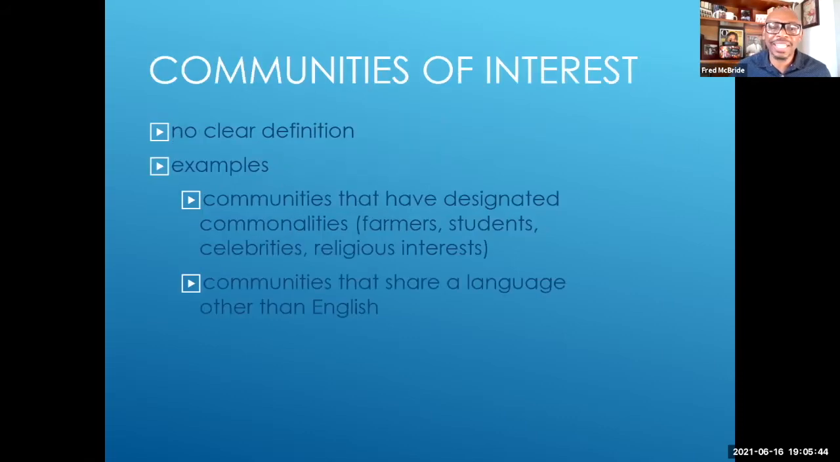So those are precinct and county lines. I've explained communities of interest. Remember, farmers, students, if there's an area in your city where all the athletes live, all the celebrities live, that's a community of interest. Communities that share a language other than English, that's a community of interest. So you're incorporating all of these standards when you are mapping.